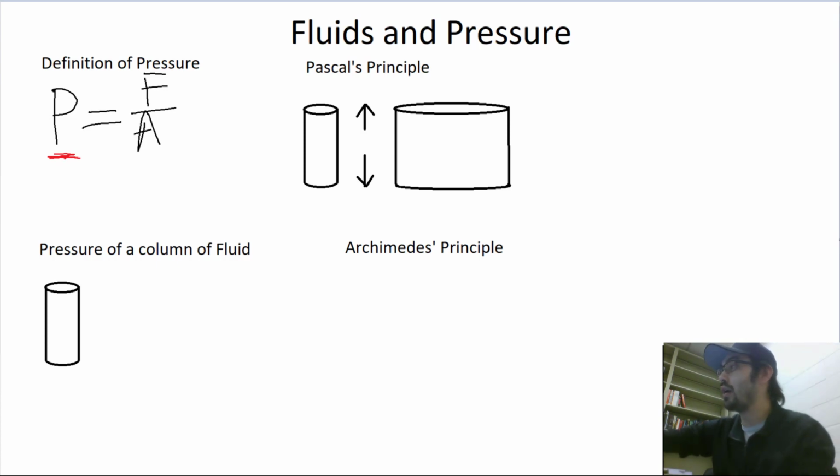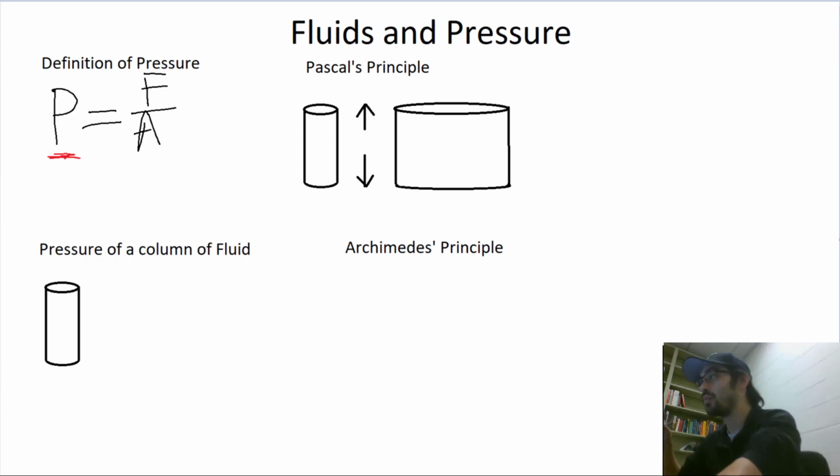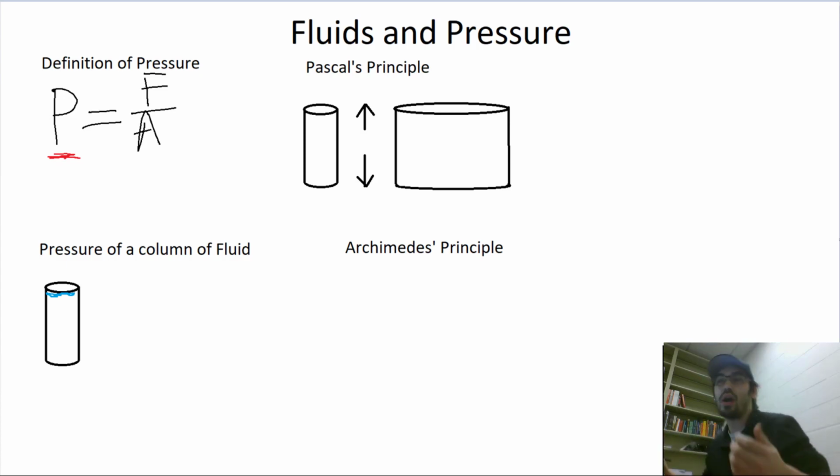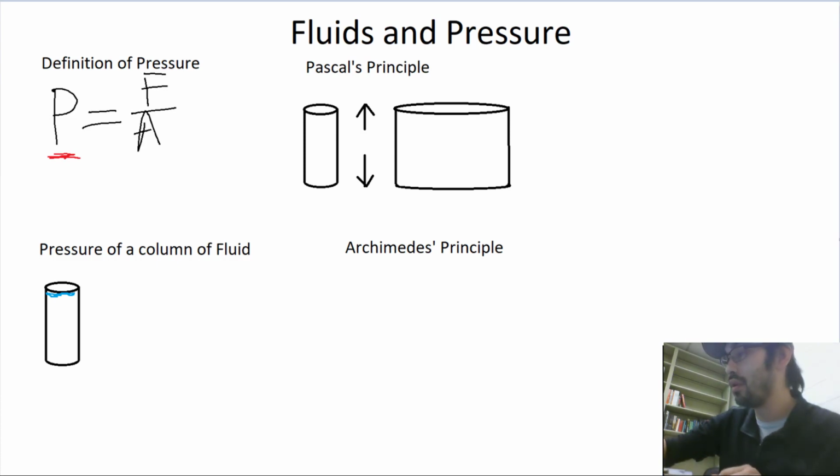Now that we have a definition of pressure, let's see what some of the things we can do with it are. Look at this cylinder I have in the bottom left, and imagine that this is filled with some liquid to the top. We'll say that it's closed at the top of the cylinder so we don't have to worry about atmospheric pressure. Let's figure out how we can find what the pressure is at some depth.